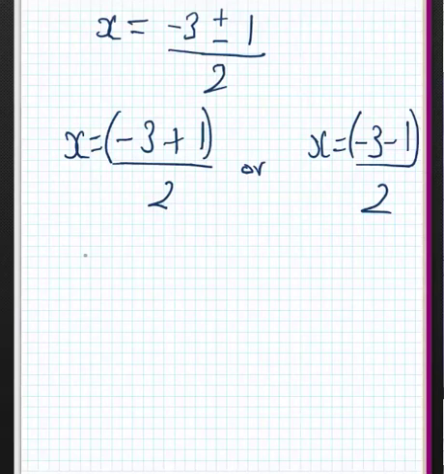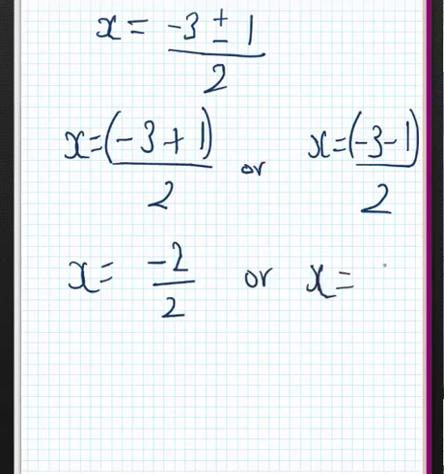Now, minus 3 plus 1 is just minus 2 divided by 2, or our other solution, x will equal minus 3 minus 1 is minus 4 divided by 2.